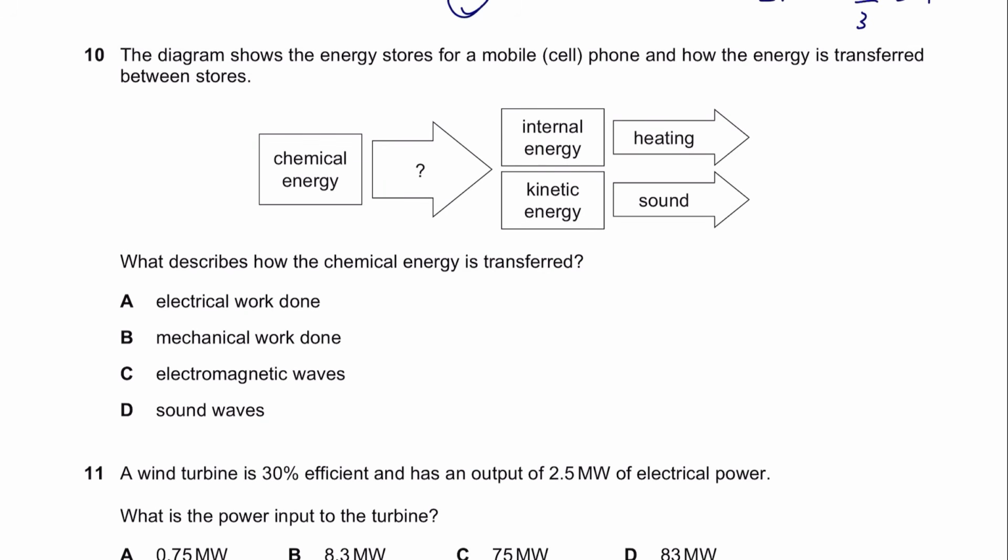Next, question 10. The diagram shows the energy stores for a mobile cell phone and how the energy is transferred between stores. What describes how the chemical energy is transformed? So the chemical energy here is for a mobile phone store, therefore it is then converted to internal and kinetic for heat and sound, therefore it should be the electrical work done.